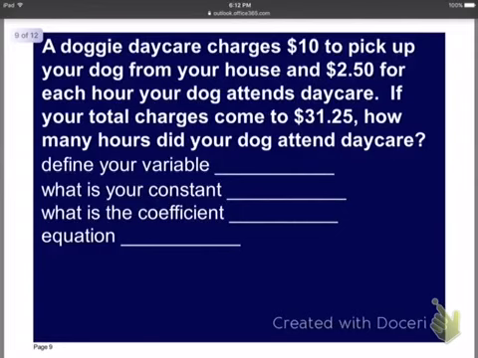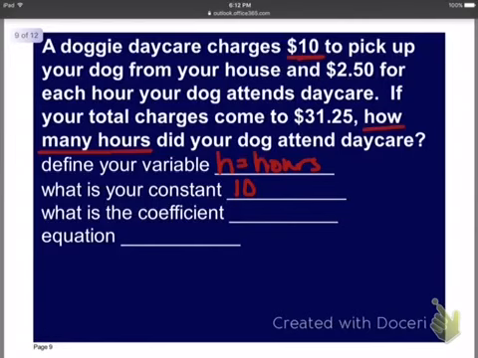So we're going to define our variable first. And again, the question says how many hours. So let's use H to represent hours. And then the constant. The constant is the number that stands alone. It does not change. It's not affected by the variable at all. So no matter how long my dog stays, I'm going to have to pay the $10, right? So my constant is going to be $10.